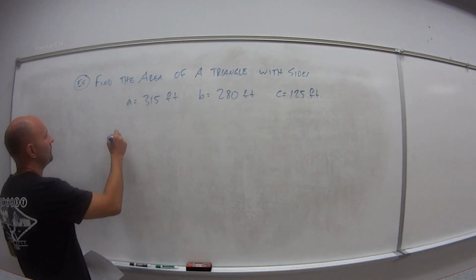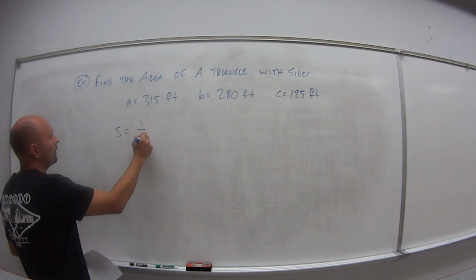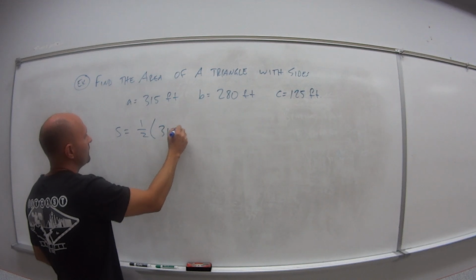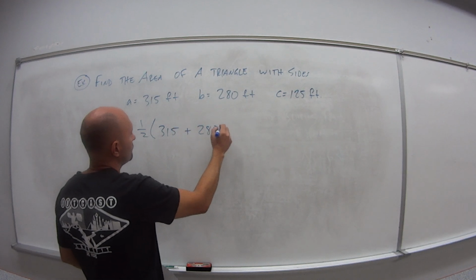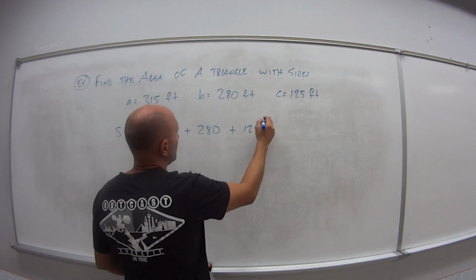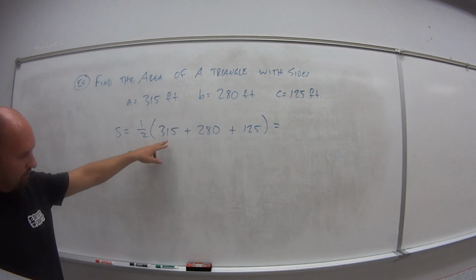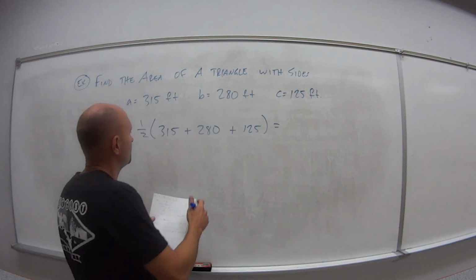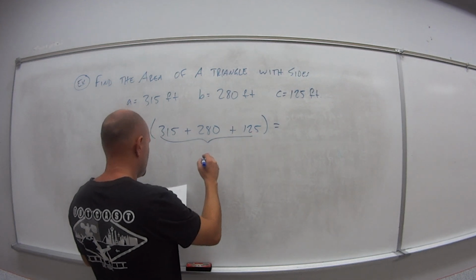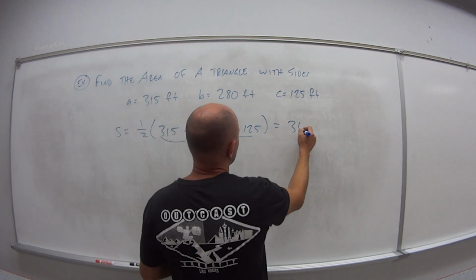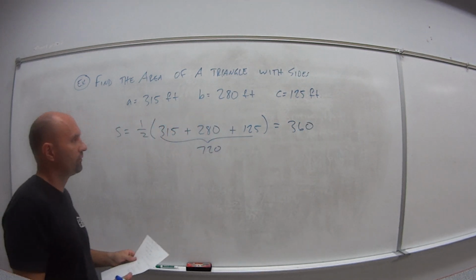First thing I need is S. So S is 1/2 the total of these 3 sides. So 315 plus 280 plus 125. If you add those 3 up, take half. These 3 here should equal 720. So half of 720 is 360.